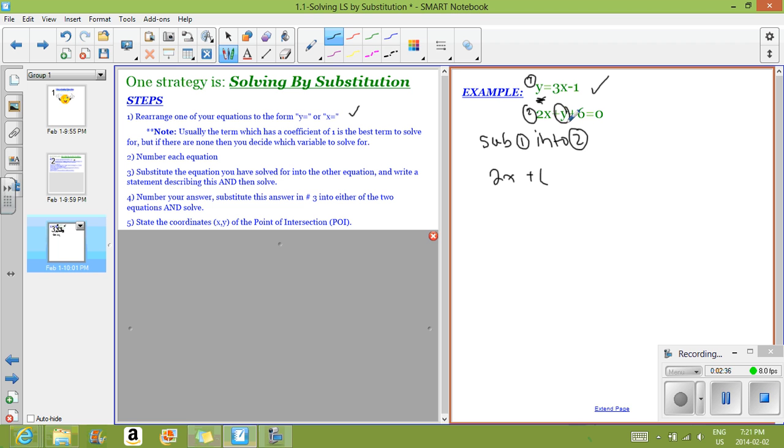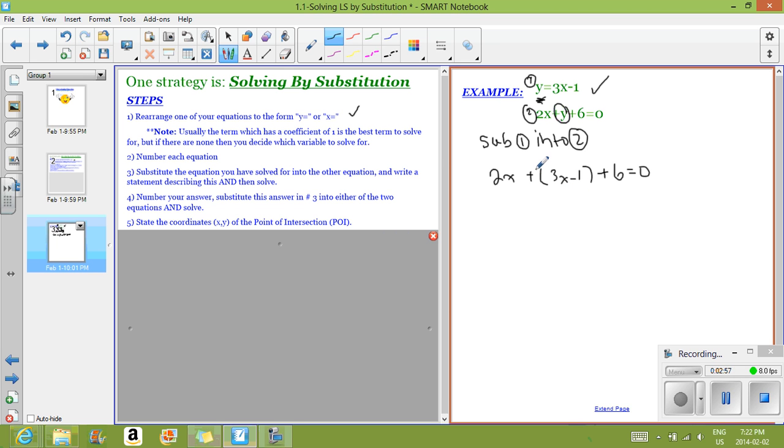In order to do that, we have our second equation, which is 2x plus y. Now, we have a y, but if you notice from the first equation, we know what y equals. y equals 3x minus 1. So we can take that 3x minus 1 and we can replace the y with it because we know that y equals that. So we can substitute it. And then we would just have to solve.